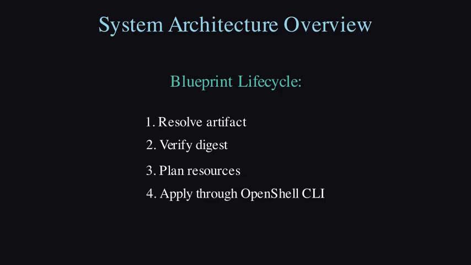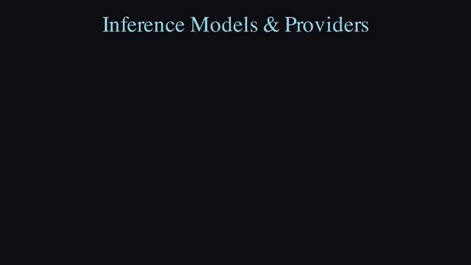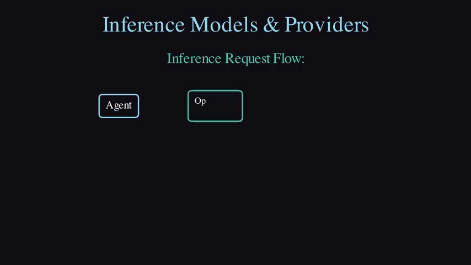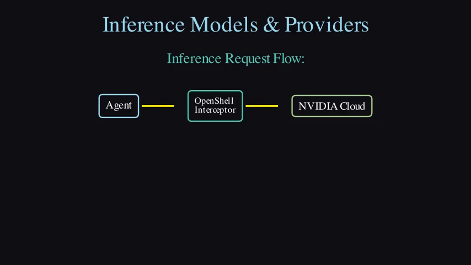The blueprint follows a 4-stage lifecycle: resolve the artifact, verify its digest, plan the required resources, and apply through the OpenShell CLI. NemoClaw handles inference through a sophisticated routing system where agent requests never leave the sandbox directly. Instead, OpenShell intercepts every inference call and routes it to Nvidia cloud providers.